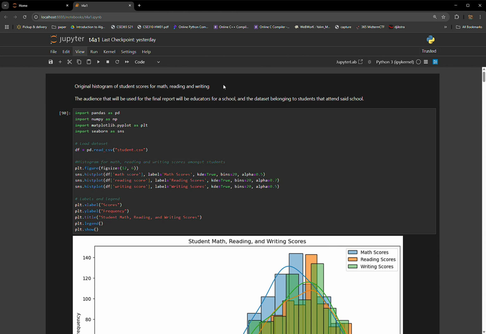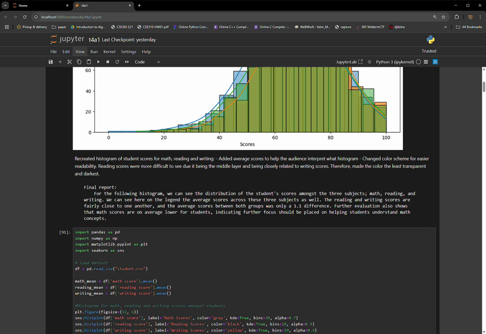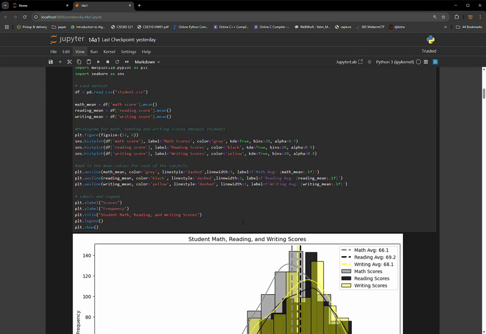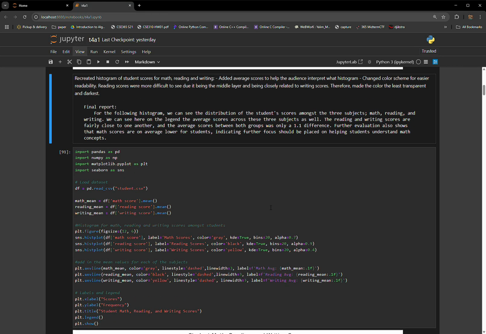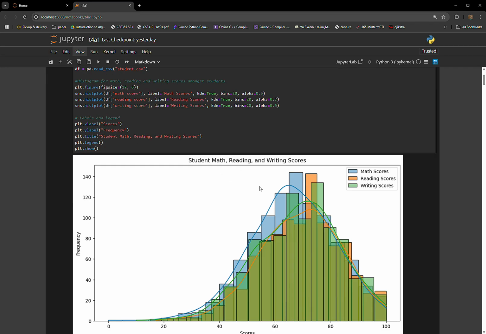Alright, so I'll be going over the assignment for topic 4. How I set this up is I did the original graph, and then afterwards I put down my changes, and then I did a final report and then presented that change. So first I did a histogram.